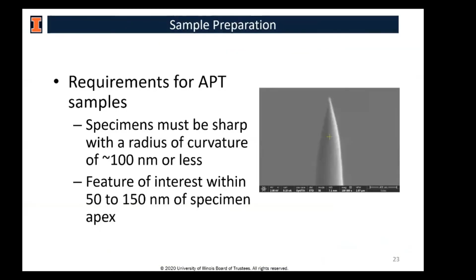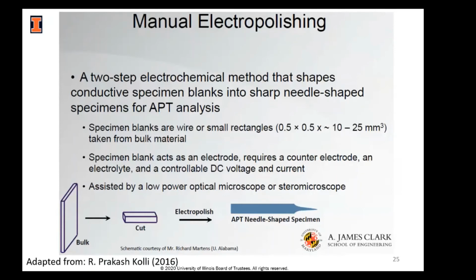So as I mentioned already many times, the sample preparation is related to making very sharp needles. So the specimens must be sharp with a radius of curvature of some 100 nanometers or smaller. And the feature of interest within the tip should be like 50 to 150 nanometers from the apex of the specimen.